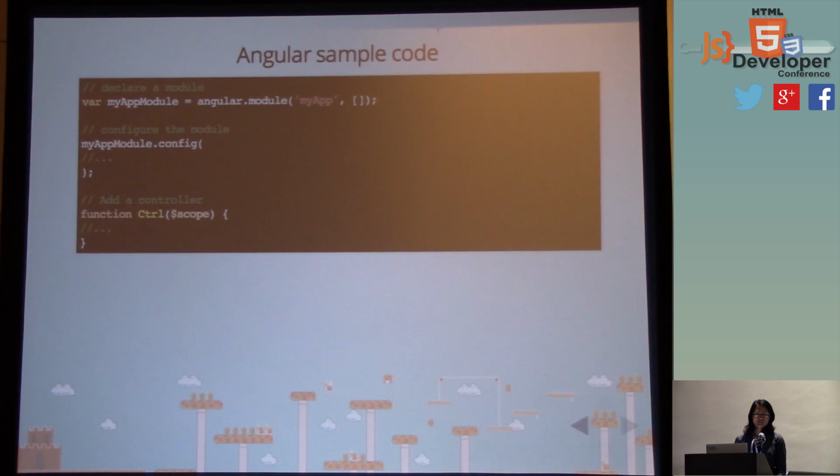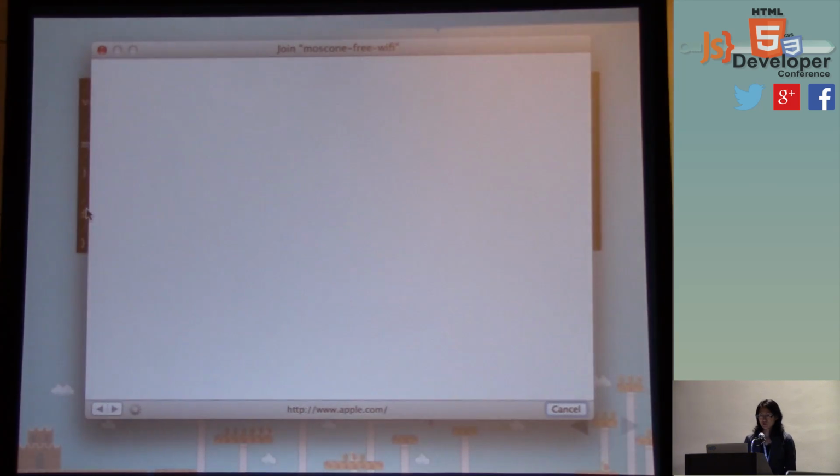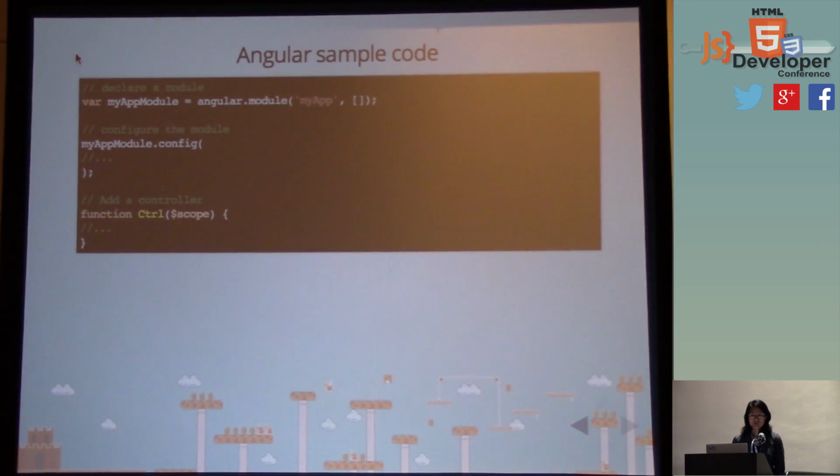So you guys have looked at the Angular documentation, and you see this, right? You declare a module, you assign it to a variable. And you register some stuff to it, you make a controller. And as all good JavaScript developers know, you're like, what the heck are all these global variables doing?